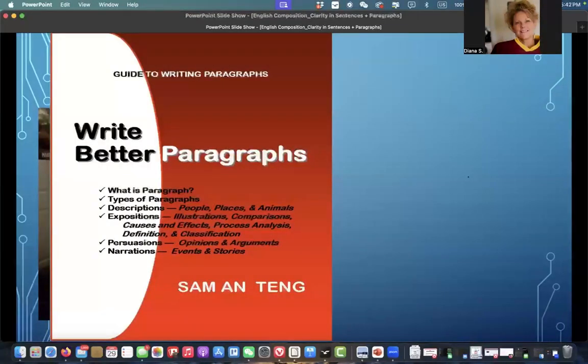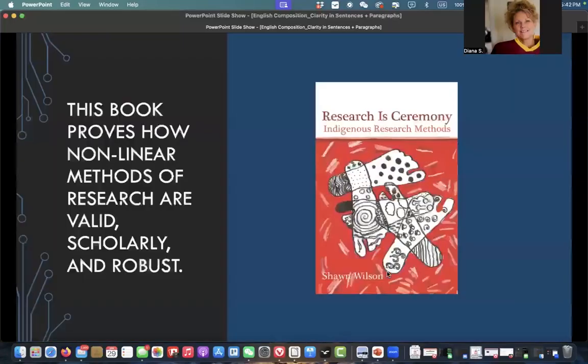This is also one that I got from BookBub. Guide to Writing Better Paragraphs. This one, I refer to all the time. This is a fantastic reference book. It's only available on Kindle or in hard copy, as far as I know. And he absolutely proves how nonlinear methods of research are valid, scholarly, and robust.